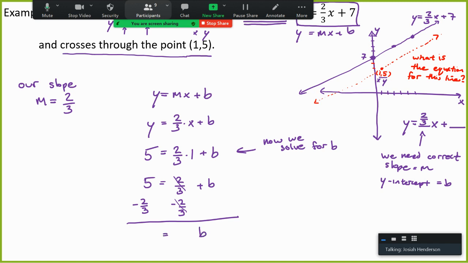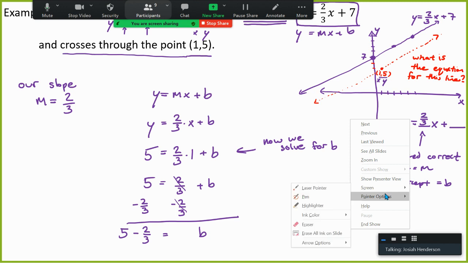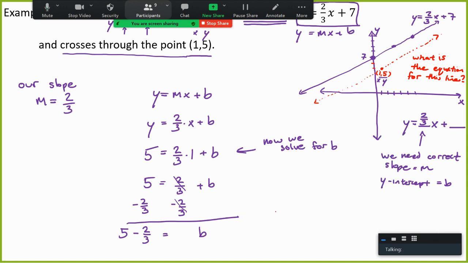Problem is, we've got 5 take away 2/3 on the left. So we're going to have to deal with this. How do we add or subtract the 5 and the 2/3? Well, here we want to subtract it, right? 5 minus 2/3. How are we going to deal with that? We need to turn our 5 into a fraction that has a 3 in the bottom. Whenever we want to add or subtract fractions, they have to both be fractions with the same denominator. So look below here with me. We're going to multiply the 5 times 3/3.